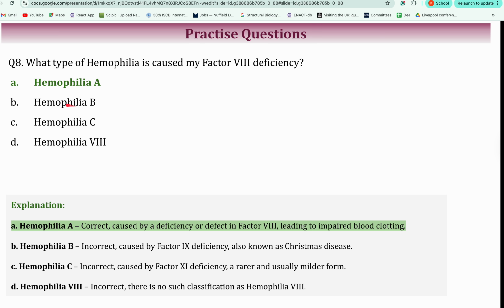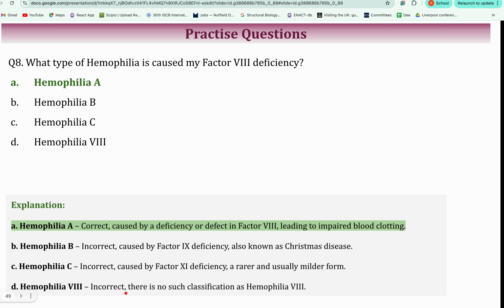Hemophilia B is caused by factor IX deficiency, and this is also known as Christmas disease. Whereas hemophilia C is very rare and it is caused by factor XI deficiency, and it is a milder form. And hemophilia 8 is incorrect. There is no such classification.